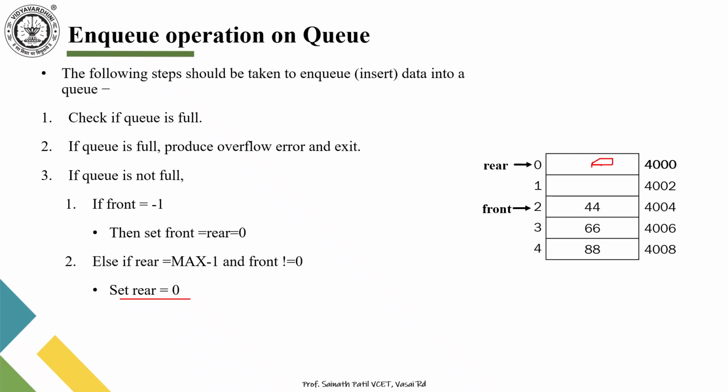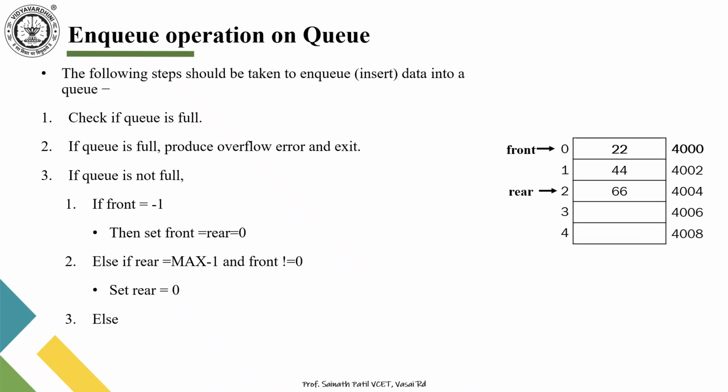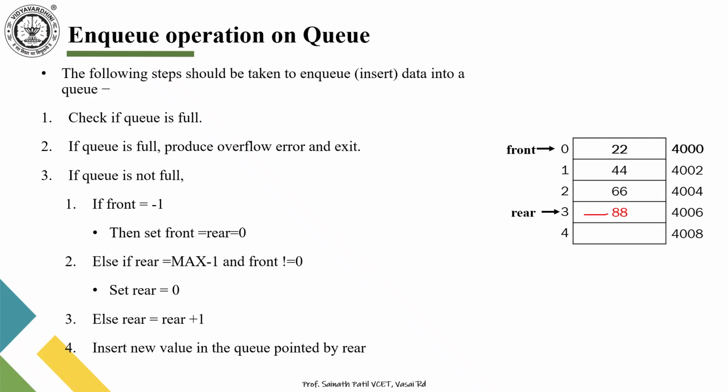Else it could be a normal situation where front is pointing to the 0th location and rear may be before max minus 1. So there are some empty spaces. We simply increment rear, rear equal to rear plus 1, to point to the next location and add data at this position, that is, insert the new value pointed to by rear, that is 88. So like this we can insert.